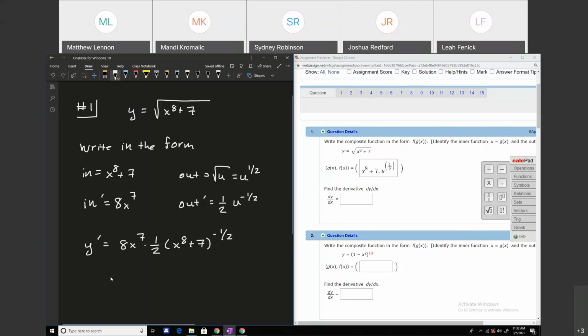So 8 times 1/2 is just going to leave you with 4x to the 7th. And then you could say, okay, this is times x to the 8th plus 7 to the minus 1/2. Or if you want to switch that back to radical notation, we could say this is 4x to the 7th divided by the square root of x to the 8th plus 7.